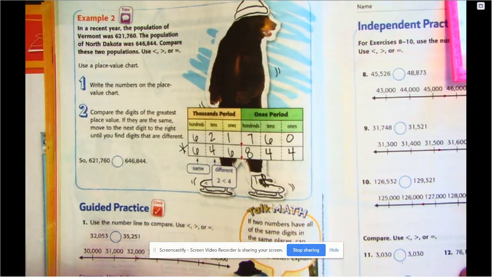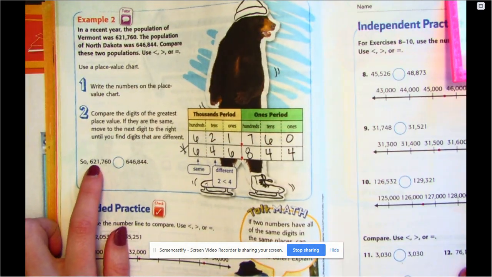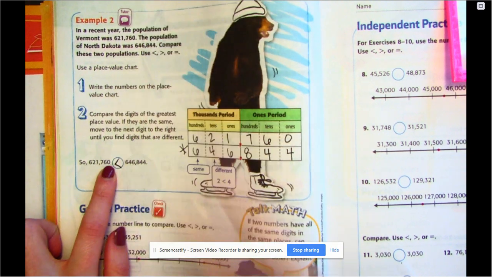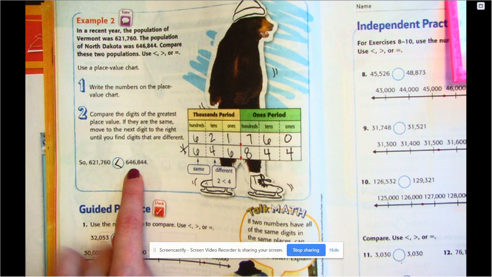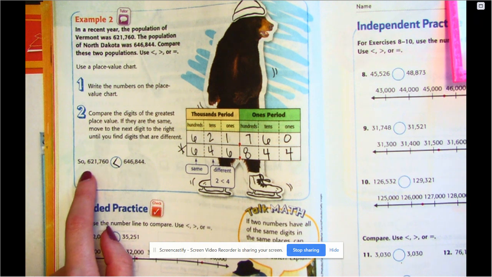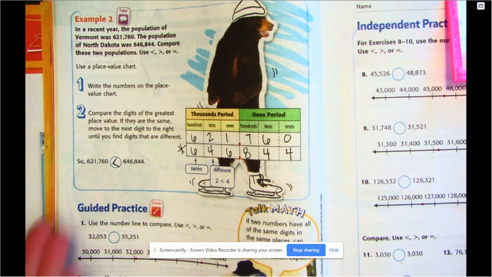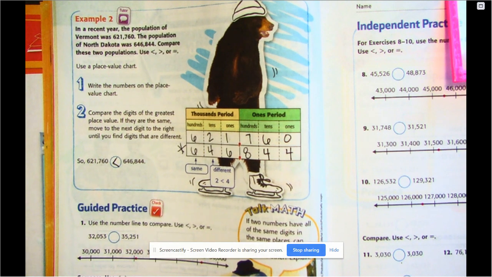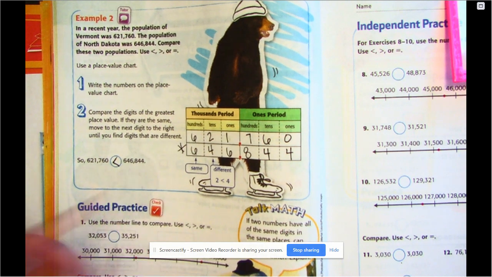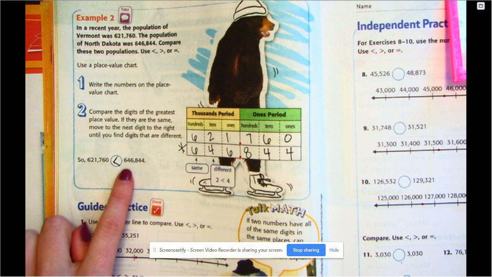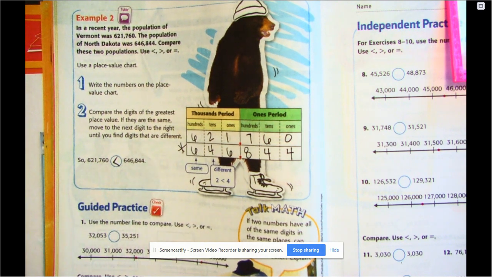So in this case, 621,760 is less than 646,844. This symbol says less than because when we read that comparison, we always read from left to right, like you read a book. But it always points, the alligator's mouth always opens to the bigger number, which in this case is this number right here.